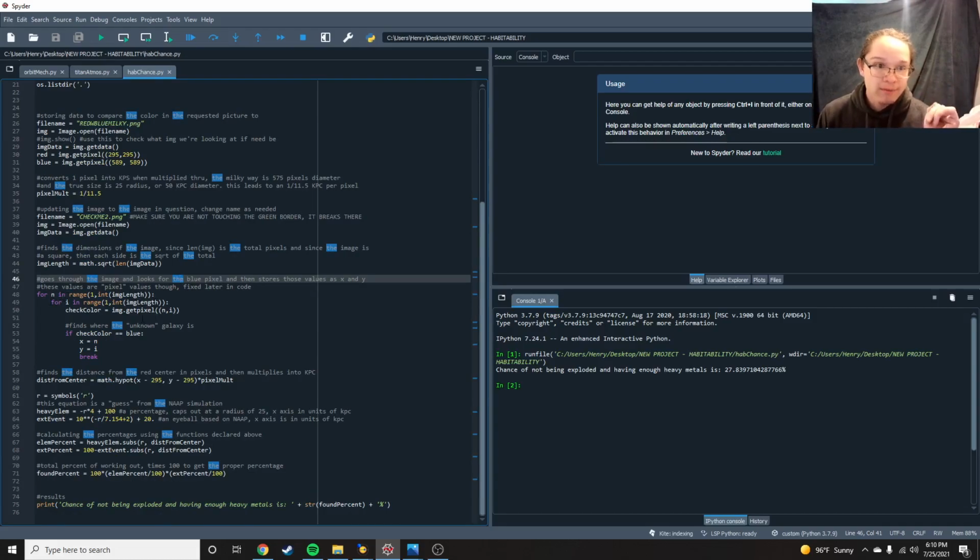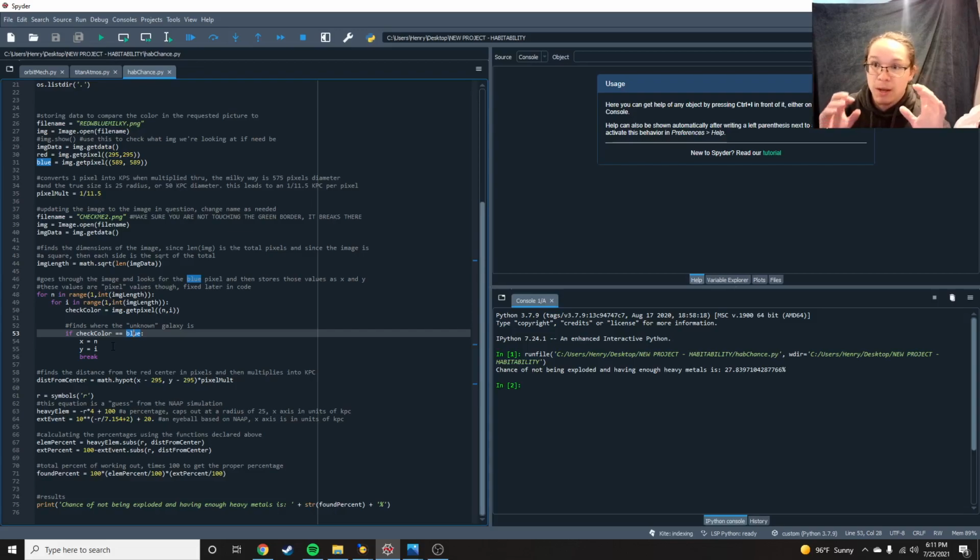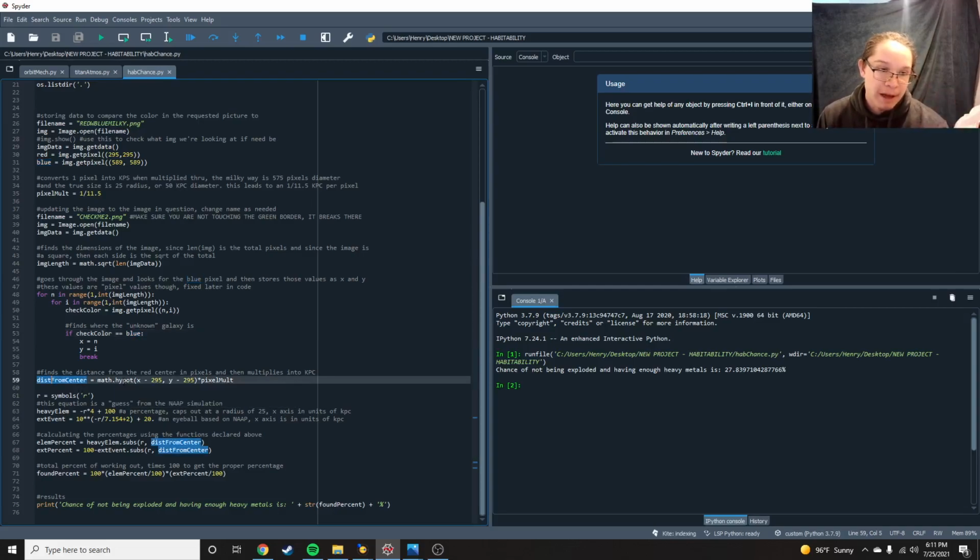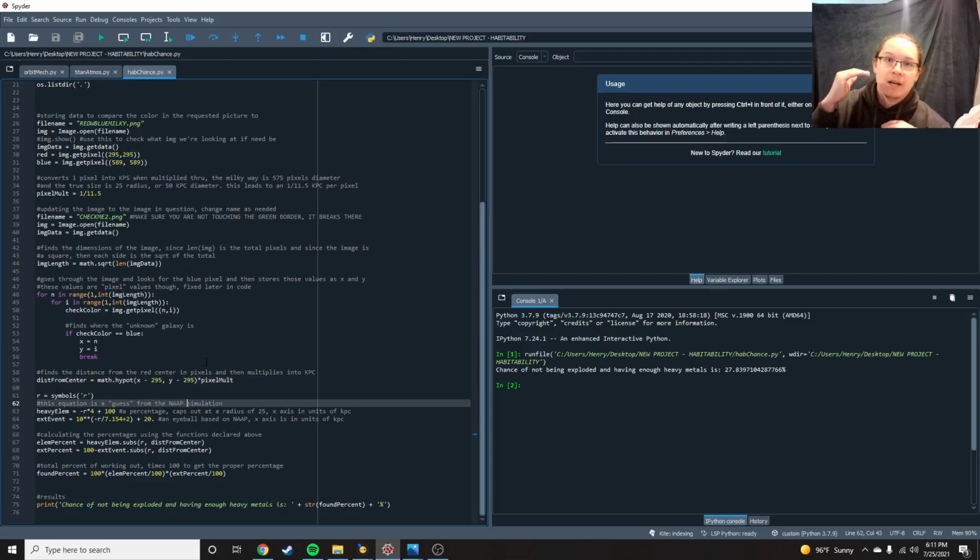So then I go through every single pixel and I check the color of that. If that color is equal to the blue, which I got before from the template where I know where blue is, then it will give me my X and Y value, which is pixel values. These aren't genuine X and Y values, but they're pixel values. So I can then use the math.hypot and take it from 295. I know 295 is the center where the red is because this is a 590 by 590 image. So I know 295 will always 100% be in the middle.